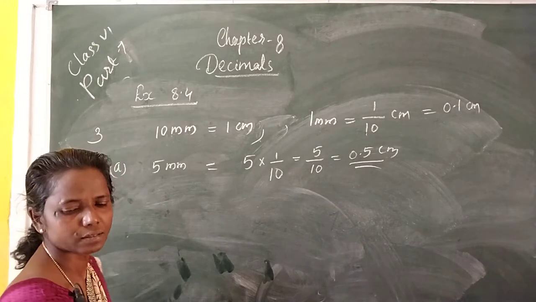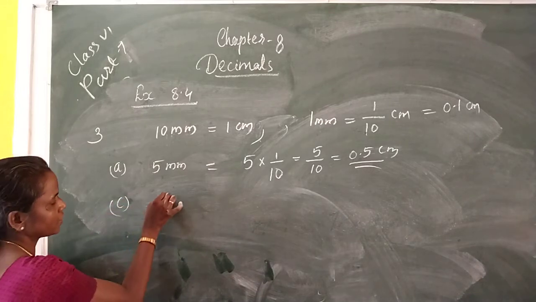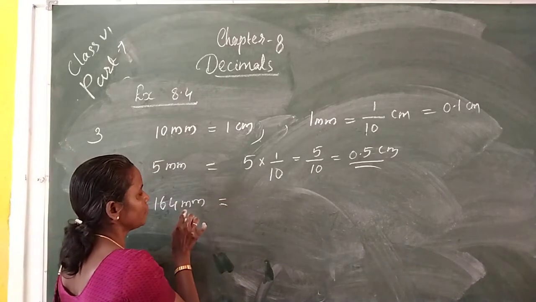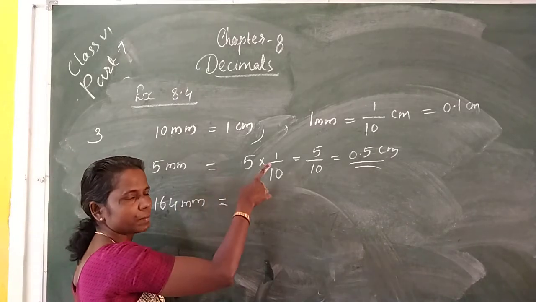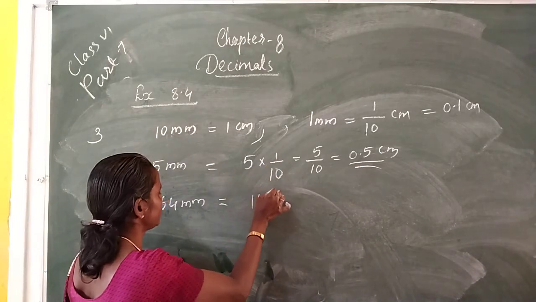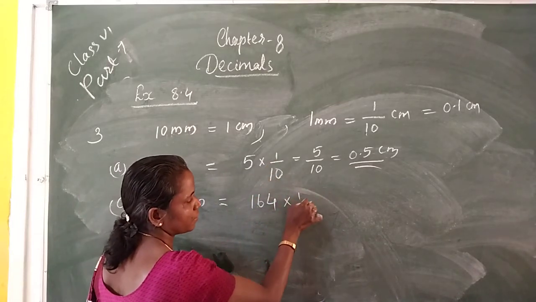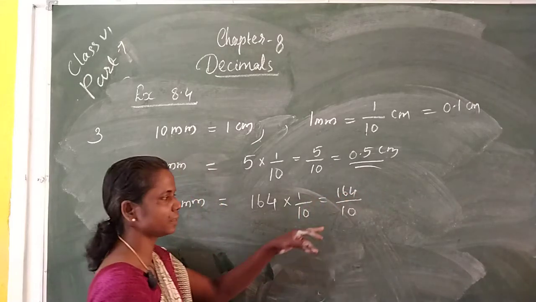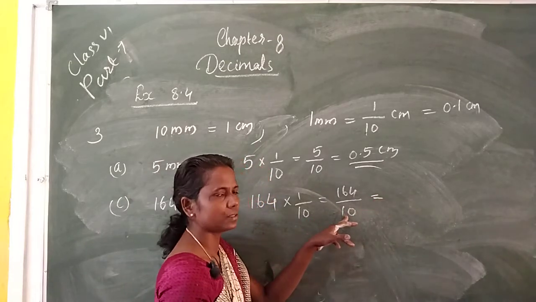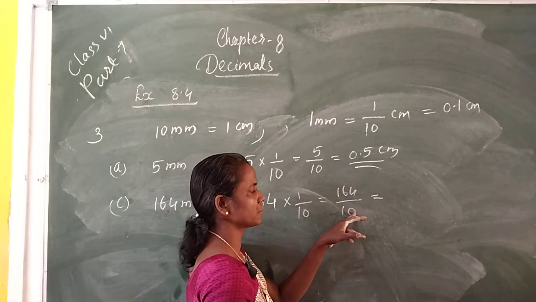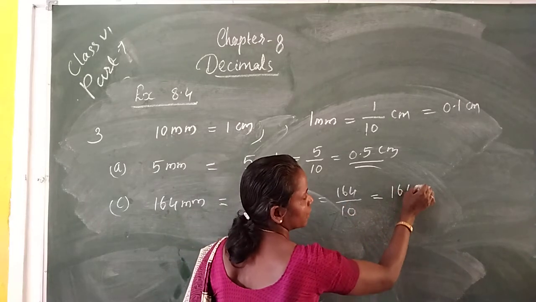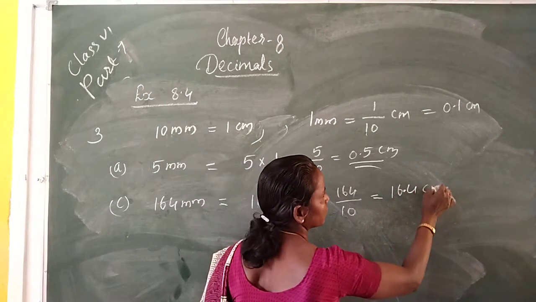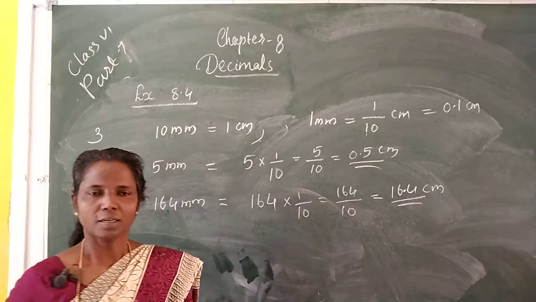It's next one more question. Question number C. Look, 164 millimeter. Millimeter convert into centimeter multiply by 1 by 10. So 164 multiply by 1 by 10 is equal to 164 by 10. Here which number? This is 10. So how many 0? 1 after 1 0. So from the right side 1 digit before decimal, 16.4 centimeter. Is it clear?